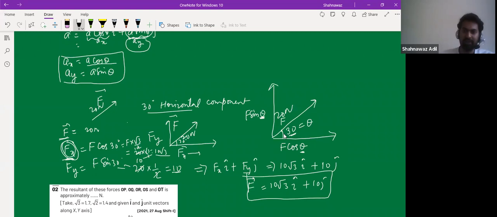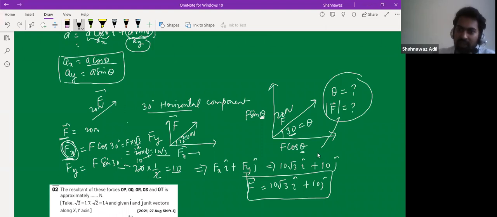Understood? So if I was given an angle, let's say, and the component magnitude. Understood? So then I can always calculate the Cartesian form of the vector. Understood up to this point? Do you have any questions up to this point? Any questions?